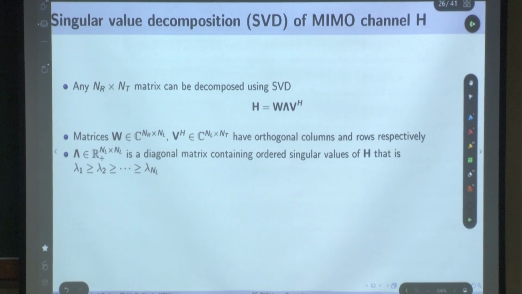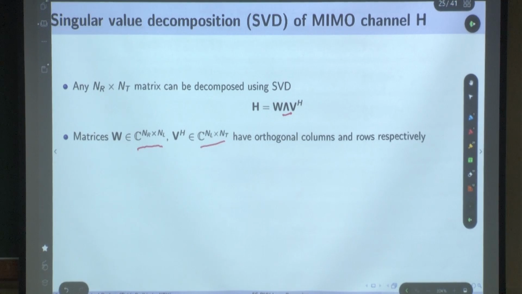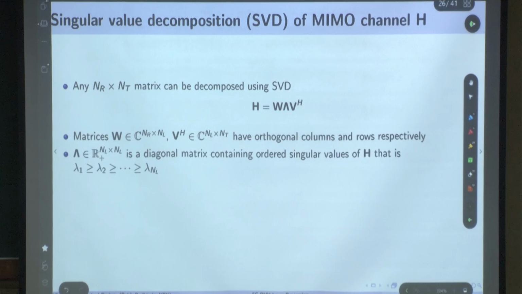This is the key feature of W and V: they also have orthogonal columns and rows. W has orthogonal columns and V Hermitian has orthogonal rows. That is what we are saying here. And what is this lambda? Lambda is a diagonal matrix containing the ordered singular values of H. It is a diagonal matrix containing some positive numbers, and those positive numbers are called the singular values. That is why it is called the singular value decomposition.